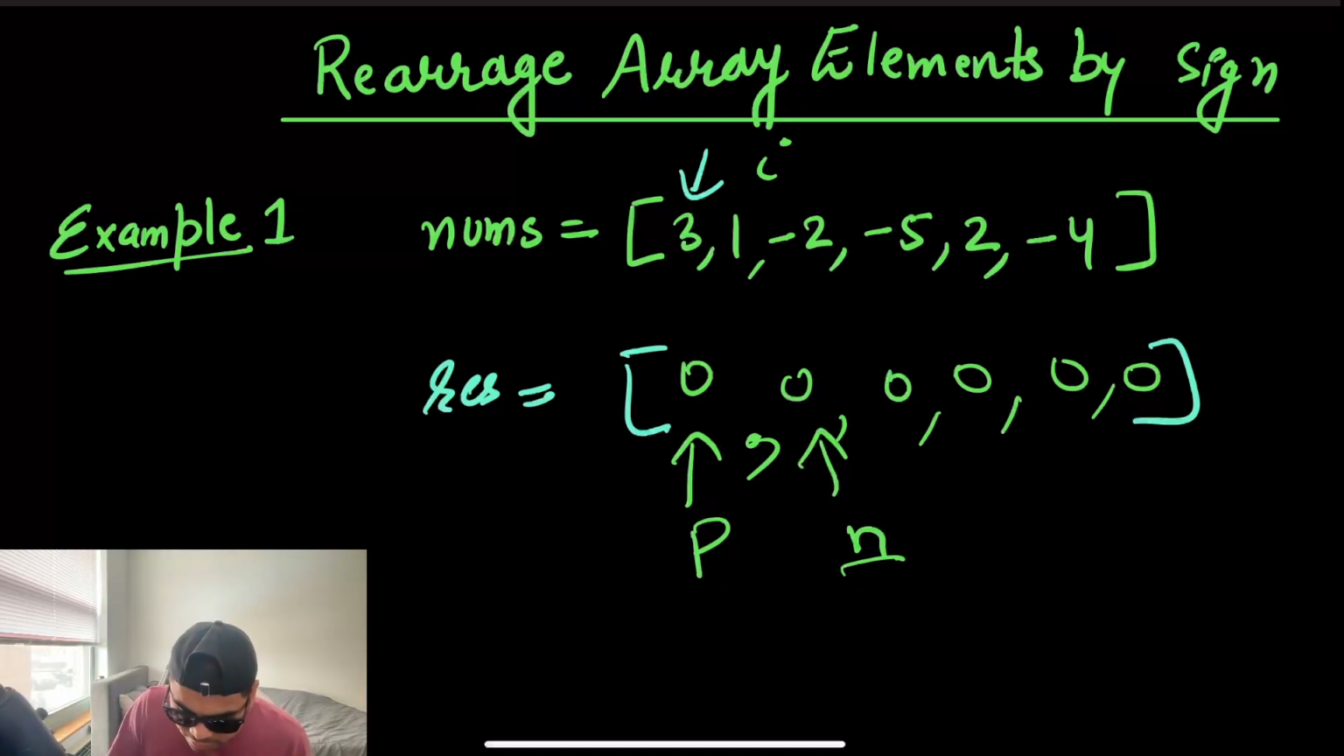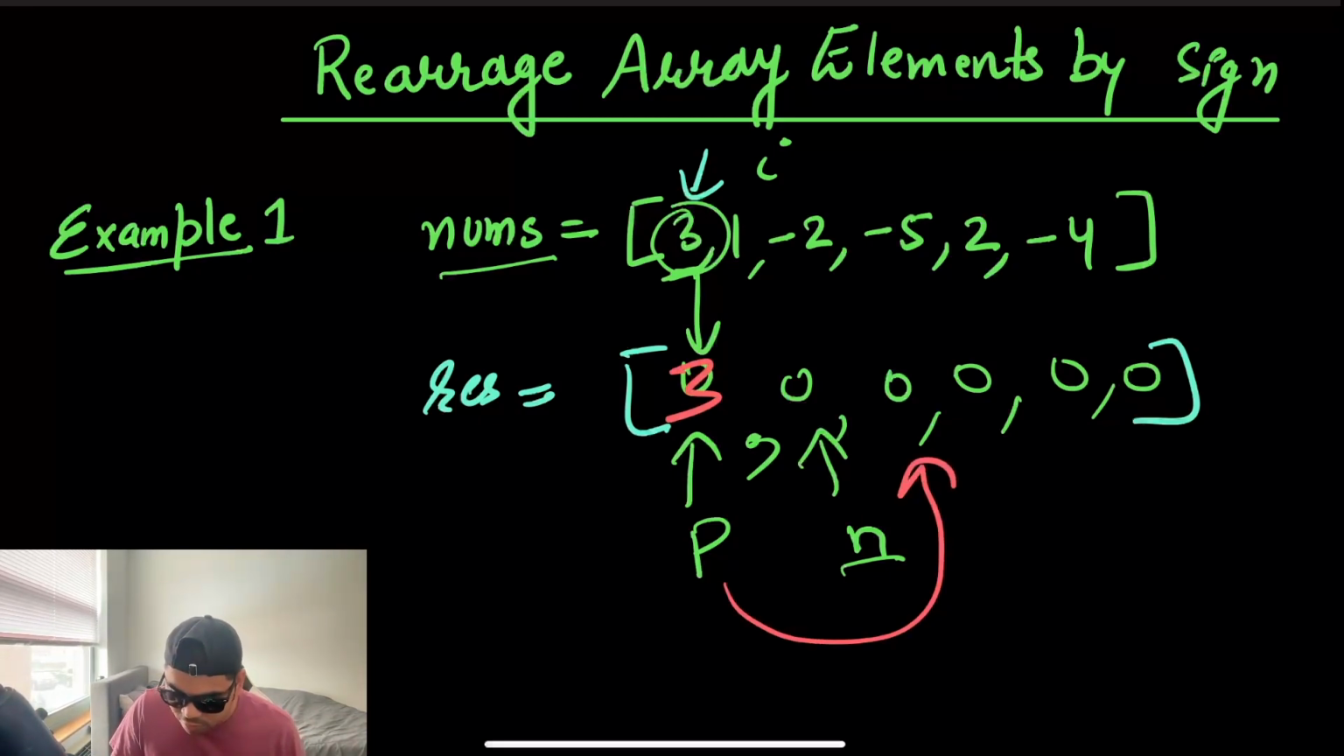What I mean is that you go to the first index in nums and check if it is a positive integer. It is, so move it to your positive pointer. So this will happen: this comes over here, this becomes 3, p is moved twice, p goes over here, so this thing is just gone.